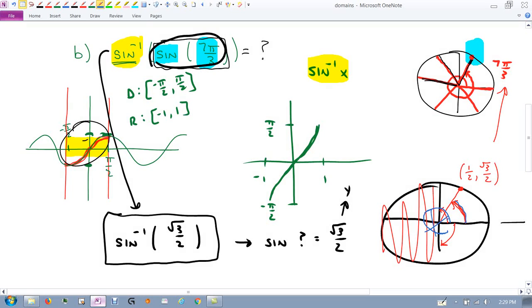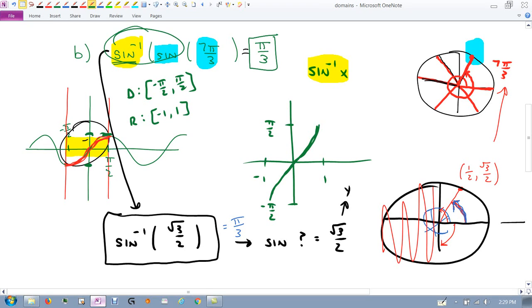So we have to do the smaller angle in here, and that smaller angle is just pi over 3. So the answer to this is pi over 3. And so back up here to the original problem, the answer to this is pi over 3. You can see that these two functions, even though they're inverses, should wipe each other out. In this case, it does not just return 7 pi over 3. That doesn't happen.